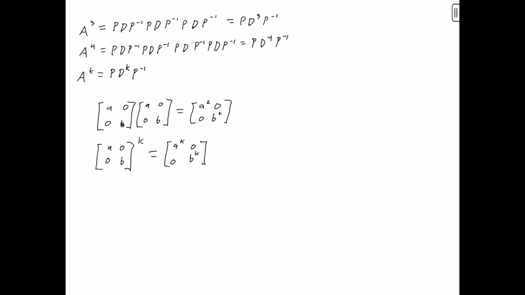And since I've got this P D P inverse is equal to A, I can carry out that calculation by just raising the numbers to the power and then doing two matrix multiplications. It is a much, much, much faster way to take a matrix to a high power.